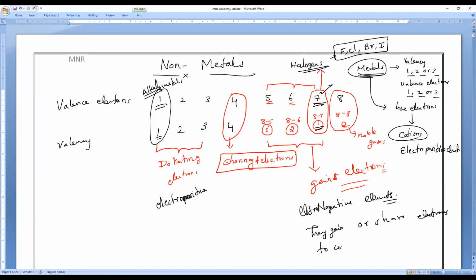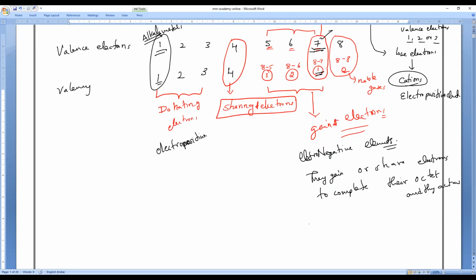To complete the rule you studied in 9th class, can anybody tell what that rule is? Octet. And see, metals are strong reducing agents, and non-metals act as oxidizing agents. Keep it in mind: metals are reducing agents and non-metals are oxidizing agents. Very, very important.